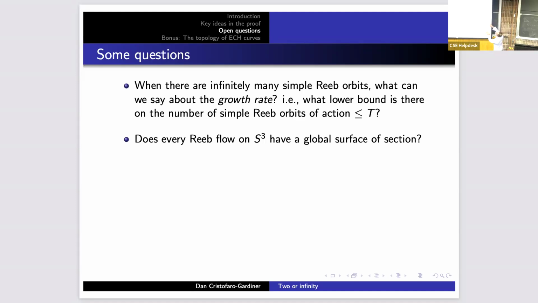But this would be very interesting in a way, because it would tell you that all Reeb flows on S3 are just special cases of area-preserving diffeomorphisms. It would give some kind of total reduction of the dimension of the area.